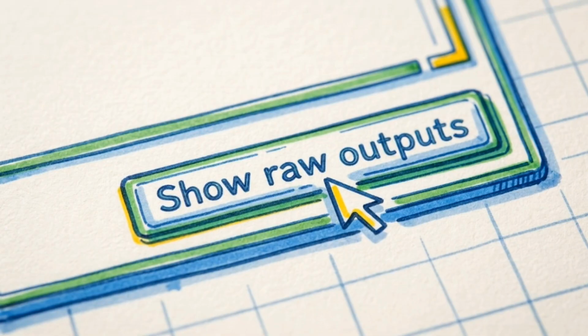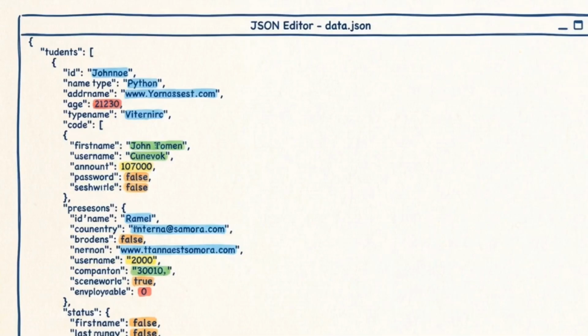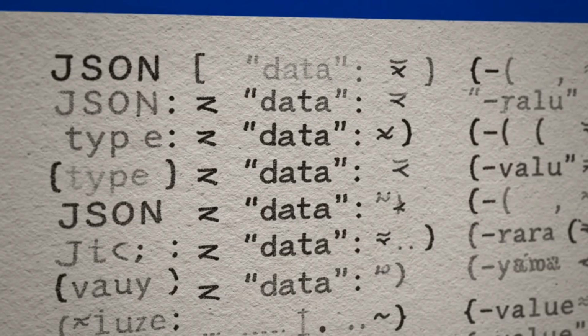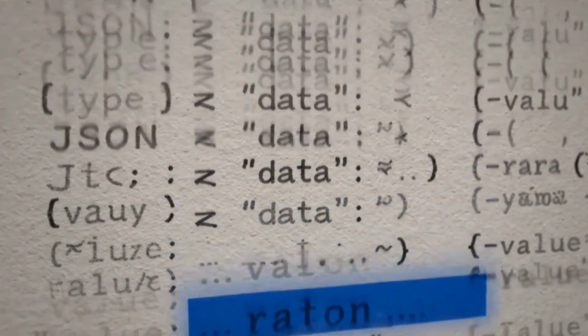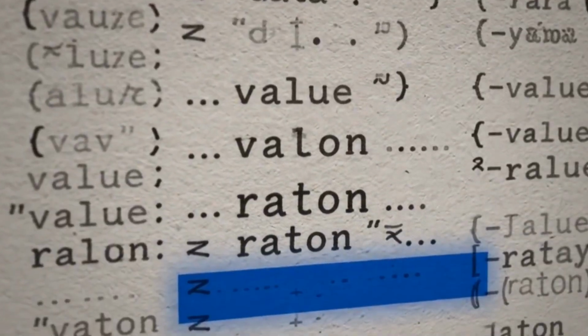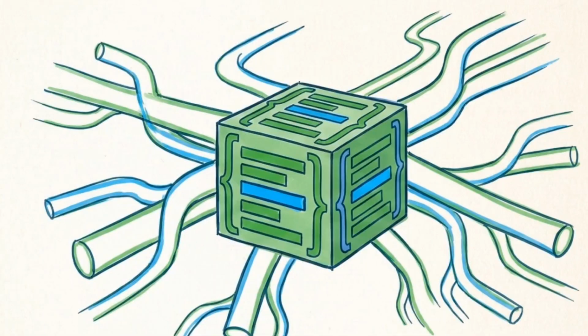Click on the button labeled Show Raw Outputs. This expands a new window and reveals the raw JSON payload the API just handed back to us. Select and copy that entire block of JSON text. Successfully capturing this raw payload is the required first step. You cannot manipulate, format, or route data until you have the exact syntax the server returned.